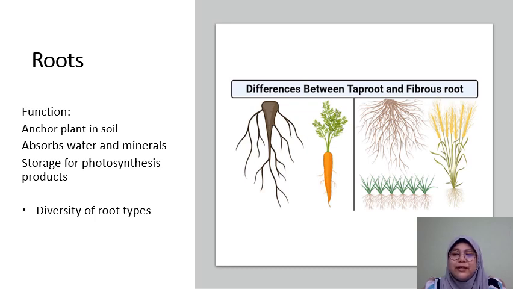Typical roots contain three different sections or zones. So the meristematic zone, the zone of elongation, and the zone of differentiation. So we'll look into this further when we look at plant growth.